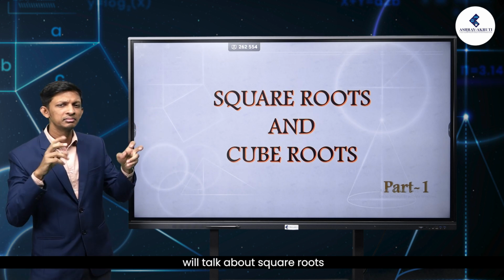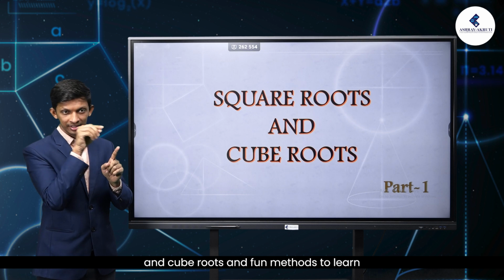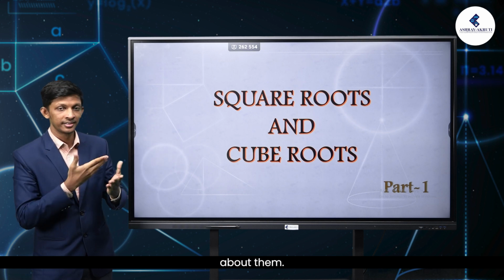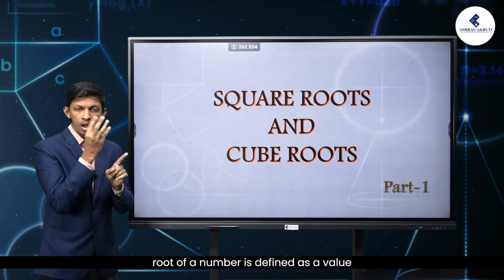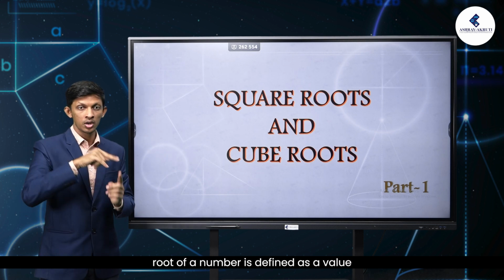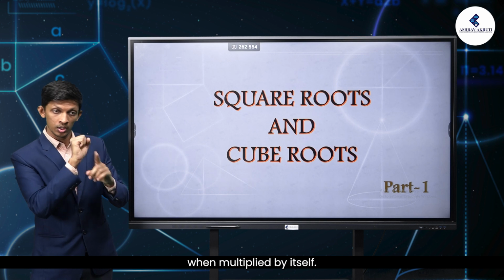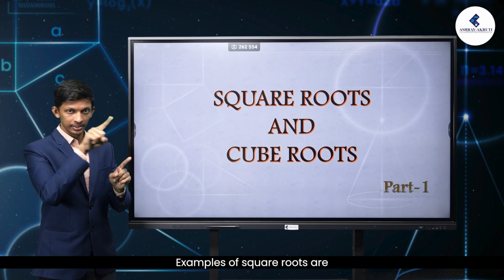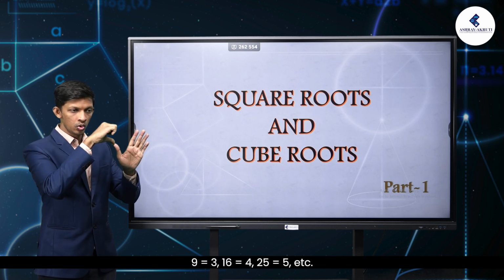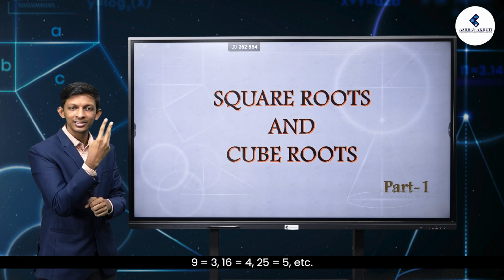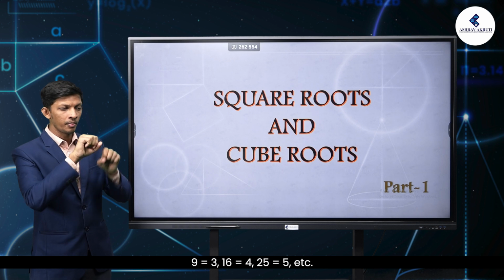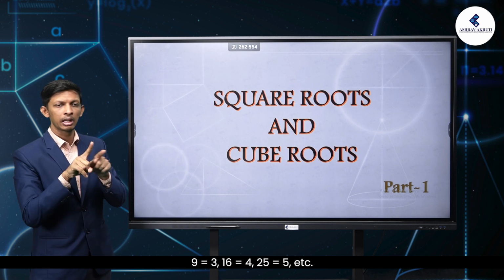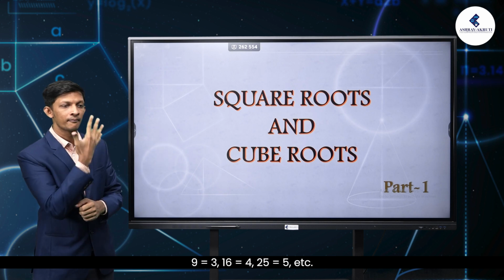This article will talk about square roots and cube roots and fun methods to learn about them. A square root of a number is defined as a value that, when multiplied by itself, gives the original number. Examples of square roots are: square root of 9 is equal to 3, square root of 16 is equal to 4, square root of 25 is equal to 5, and so on.